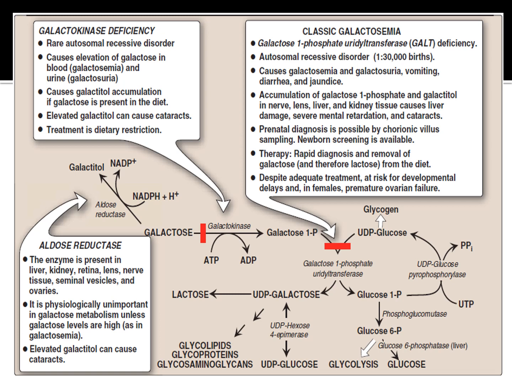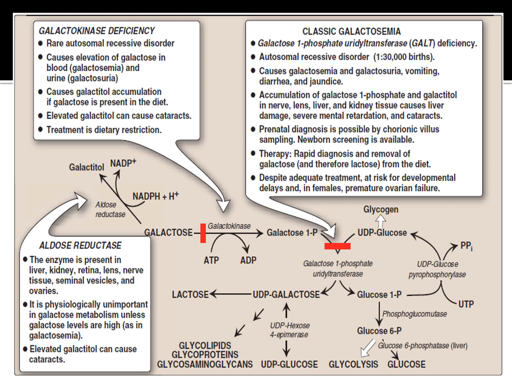This causes elevation of galactose in your blood, galactosemia, and in your urine, which is galactosuria. It causes galactitol accumulation if galactose is present in the diet. Elevated galactitol can cause cataracts, and treatment is restriction of diet.